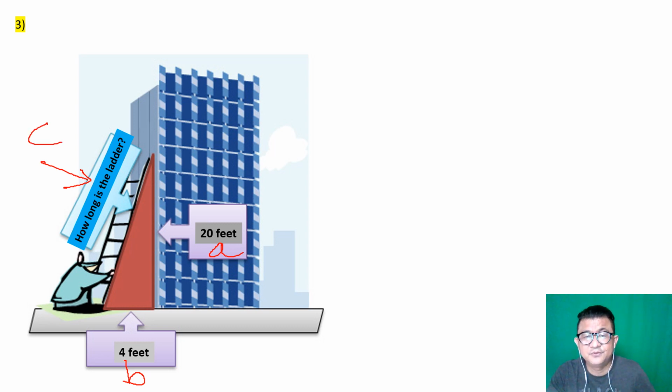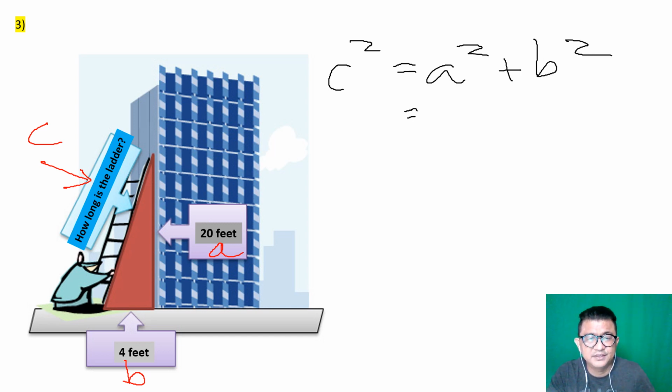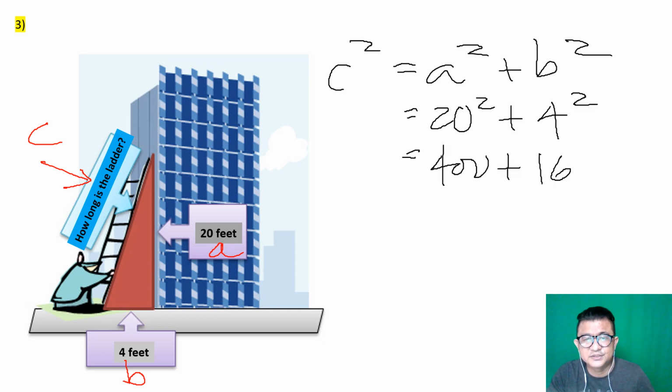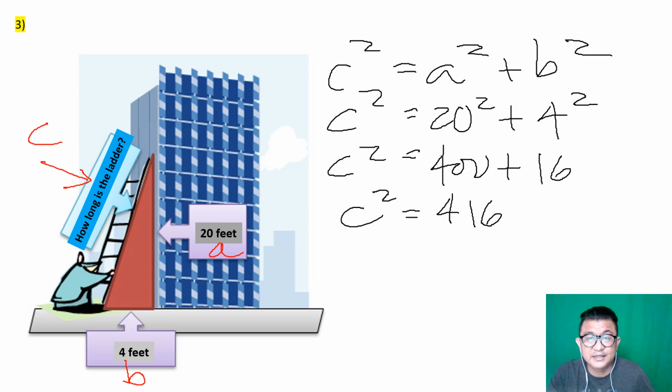Again, write down your formula. C squared is equal to A squared plus B squared. So plug it in, substitute. You're going to have 20 squared plus 4 squared. 20 times 20 is 400. 4 times 4 is 16, right? C squared, just follow your formula step by step. 416, okay, you can use your calculator.